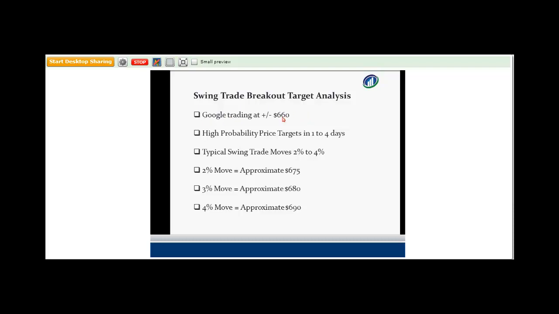So at the time, Google was trading at $660. And so you look back and you look at the average moves of whatever you're looking at and the target over a 1 to 4 day period. And Google typically will run anywhere from 2 to 4%, pretty easy. So then you just look for what is a 2% move on Google. That would be 675, 3%, 680, 4%, 690. And this gives you your target zones, and then you can structure an option trade based on your target.